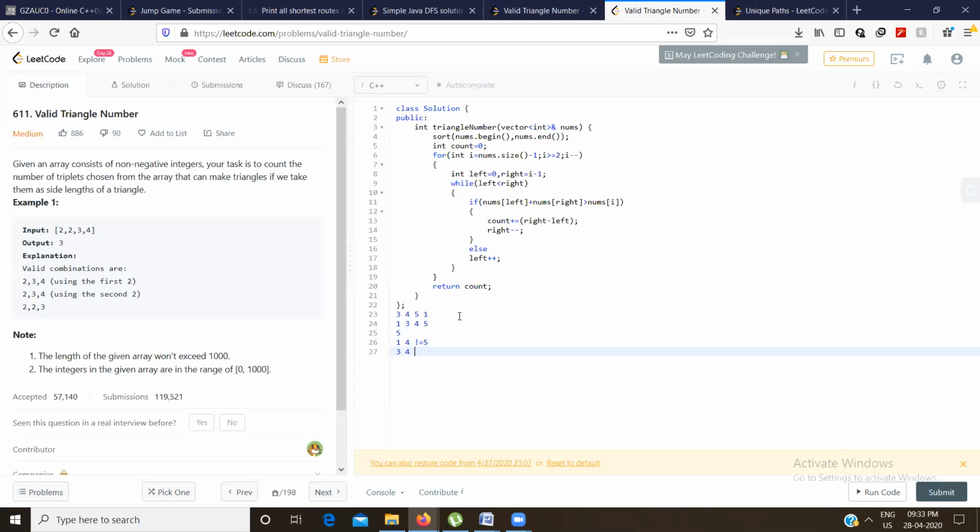Now 3 plus 4 is greater than 5, right? So the possible triangles which can be formed by this are 3, 4, 5 or 4, 3, 5. So I'm taking a count of left minus right. Those many triangles can be formed, right? Yes.